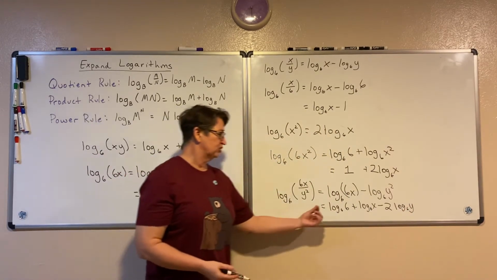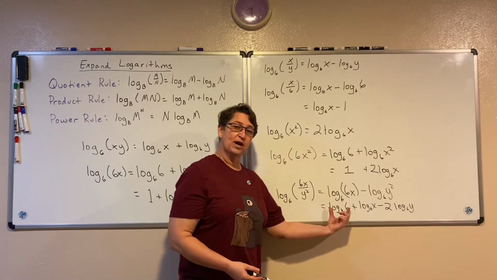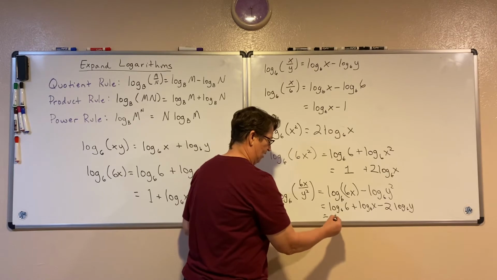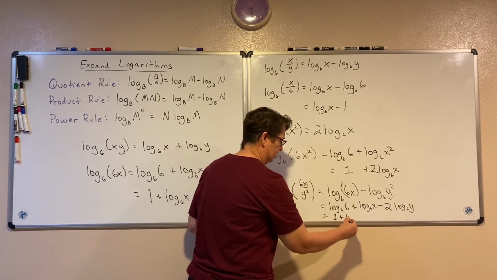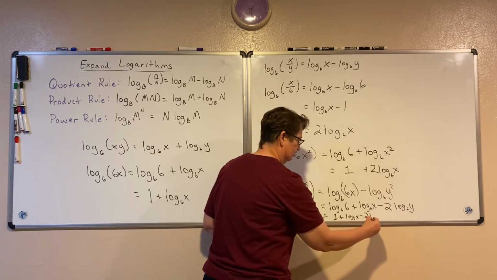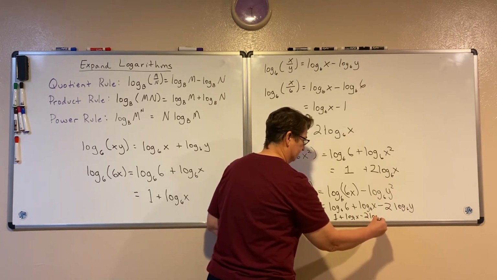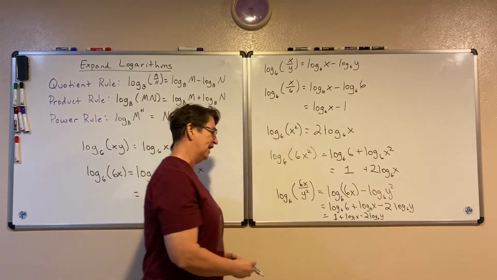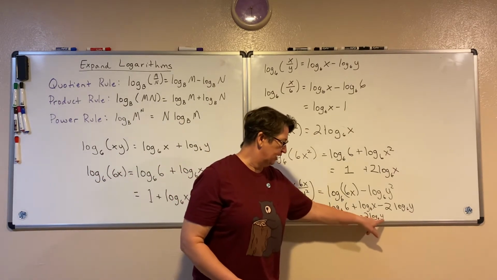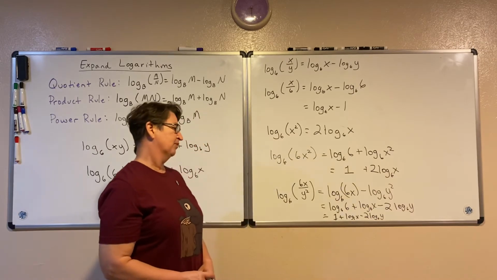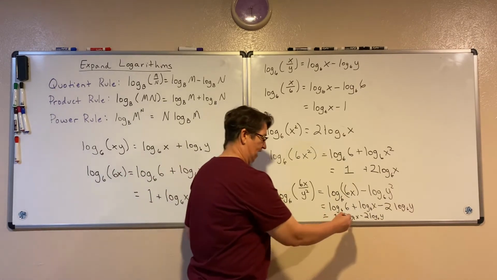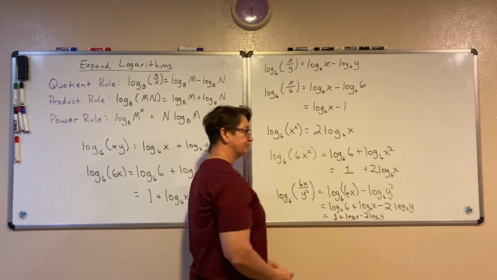I'm almost finished, but here I can evaluate log base 6 of 6 to be 1. So I have 1 plus log base 6 of x minus 2 times log base 6 of y. I've expanded it using all the rules so that I only have one number in my argument each time, and none of them are raised to a power. And then I've simplified or evaluated everywhere that I could.